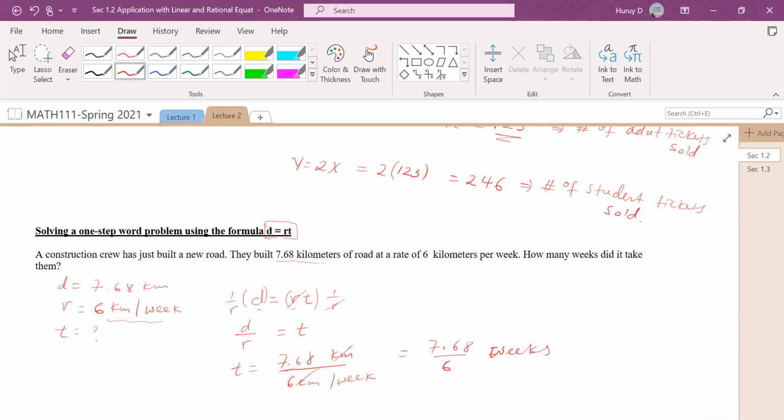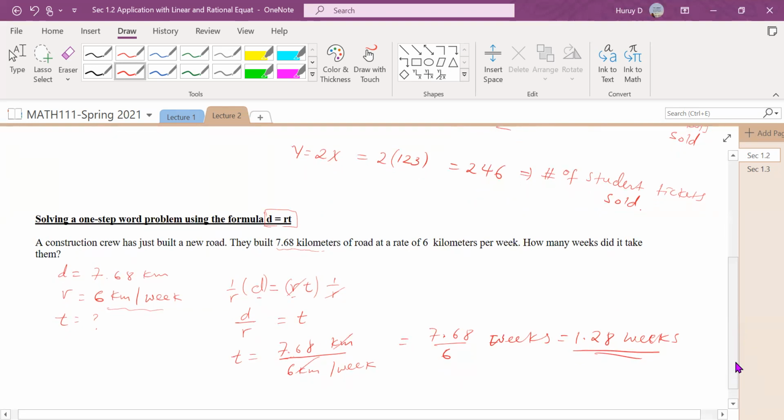7.68 divided by 6 is 1.28 weeks. Okay, 1 full week and a few days. All right.